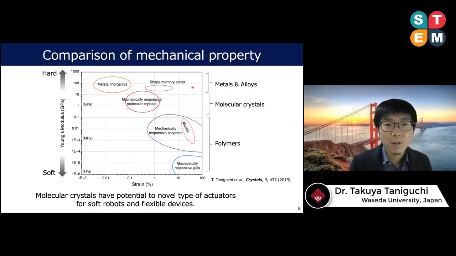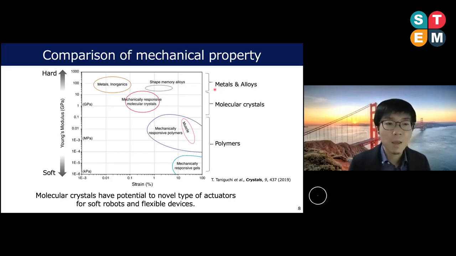At high Young's modulus regions, there are metals and alloys, and historically they are actuation materials. And at small Young's modulus regions, there are polymers. Molecular crystals are located between them. So in other words, molecular crystals have not been explored well so far, and have potential as novel types of actuators. And recently a hot topic is soft robots and flexible devices. These are the possible applications.